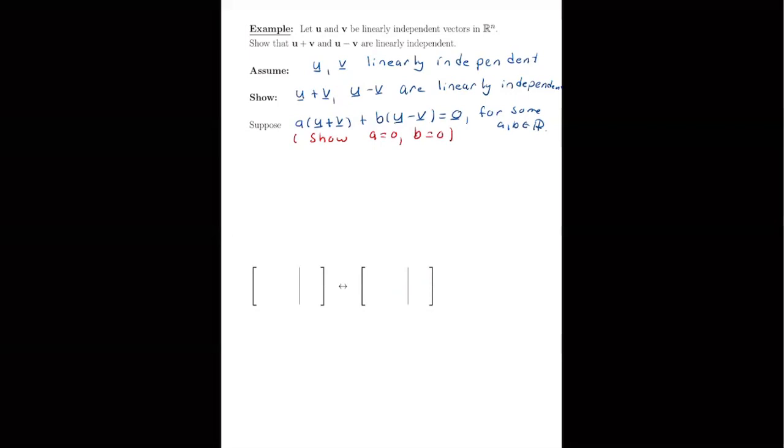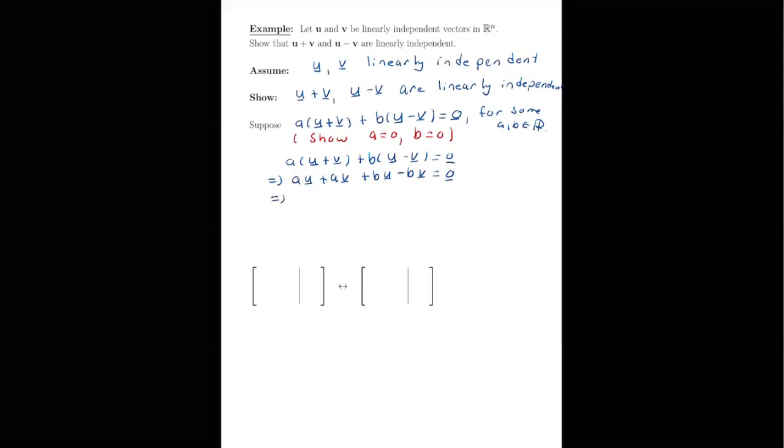So how can we do this? Okay, so we have that a times (u plus v) plus b times (u minus v) is equal to 0. And so now we can use the distributive property, and we have that a times u plus a times v plus b times u minus b times v is equal to the 0 vector. And now we're going to gather up coefficients.